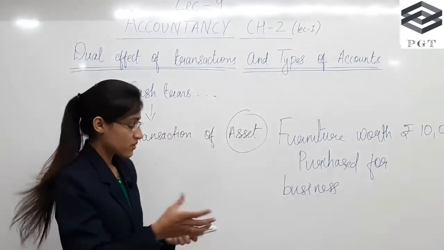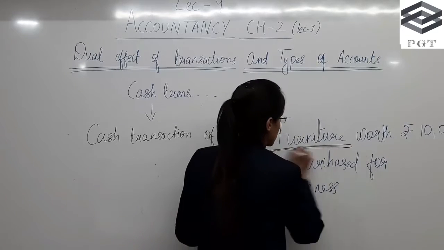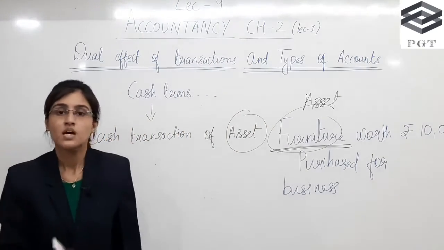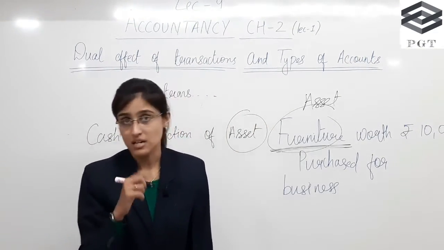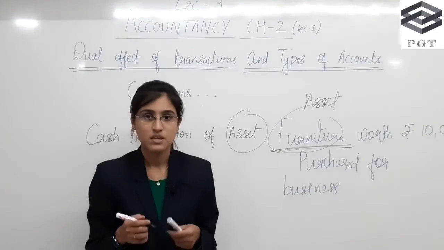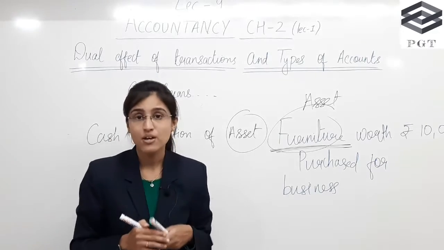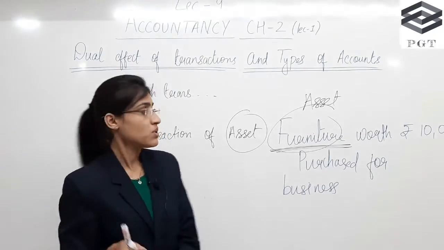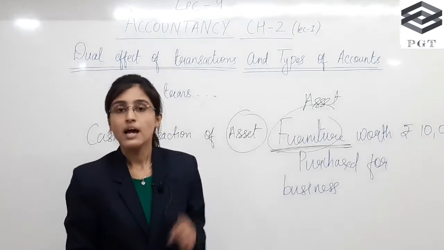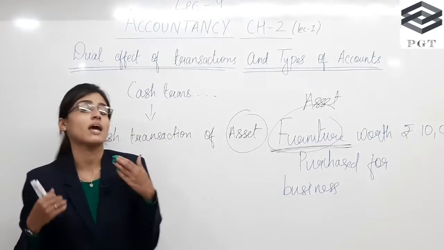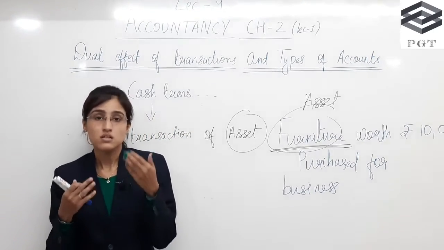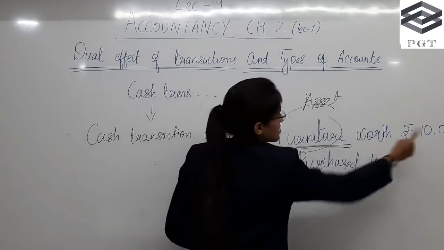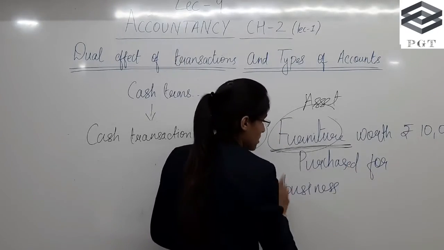How? First of all, furniture is an asset. Which type of asset? Non-current fixed asset. Tangible. Yes? An asset having a life of more than 1 year is a non-current asset. Yes, in which furniture is included and is also a tangible asset. Furniture can be seen, it can even be touched. Yes, so furniture worth rupees 10,000 is purchased for business.